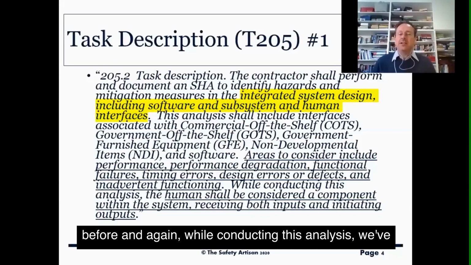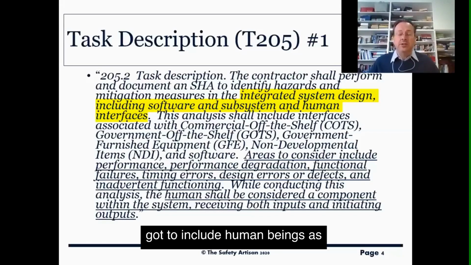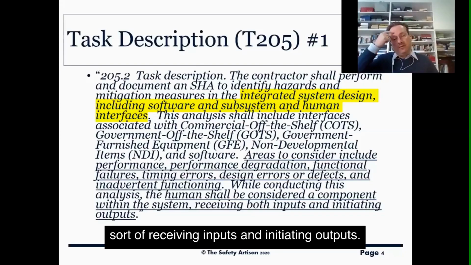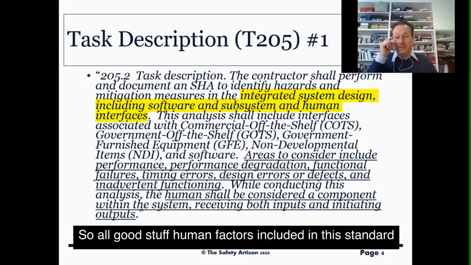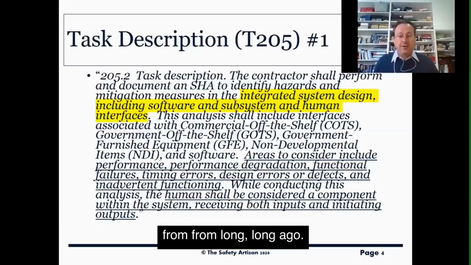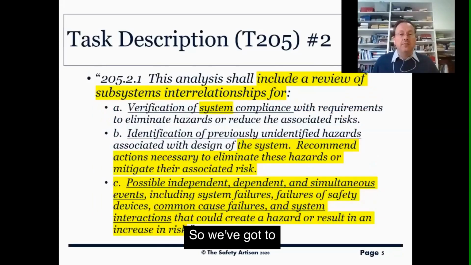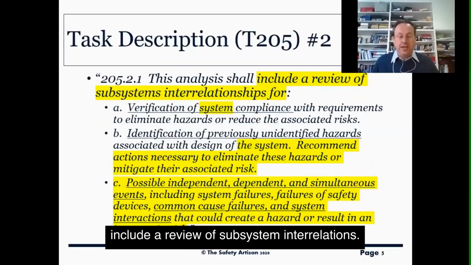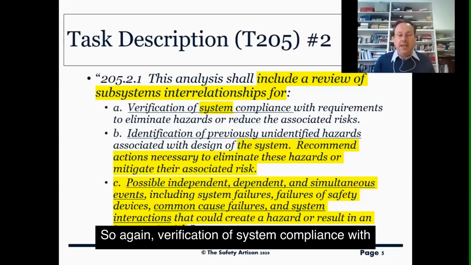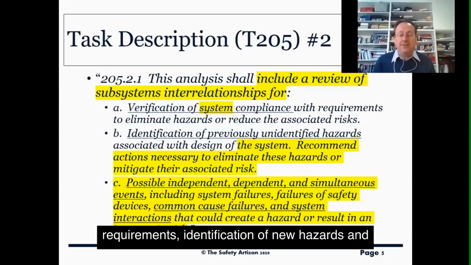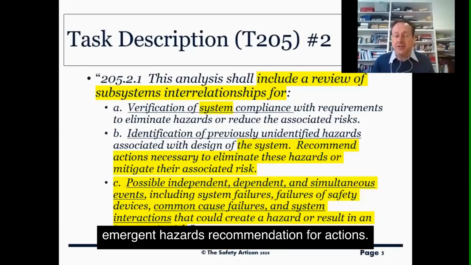And again, while conducting this analysis, we've got to include human beings as an integral component of the system, receiving inputs and initiating outputs. So all good stuff, human factors included in this standard from long ago. So we've got to include a review of subsystem interrelationships. So again, verification of system compliance with requirements, identification of new hazards and emergent hazards, recommendation of actions.